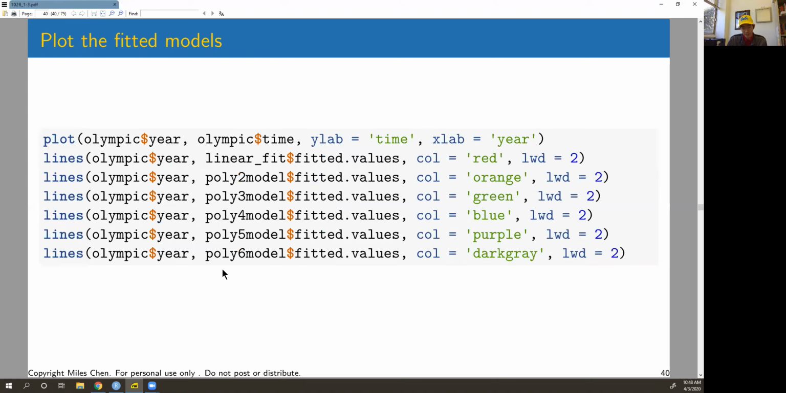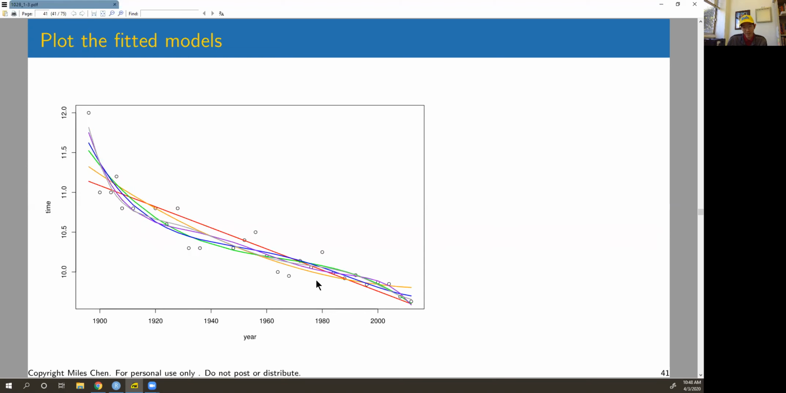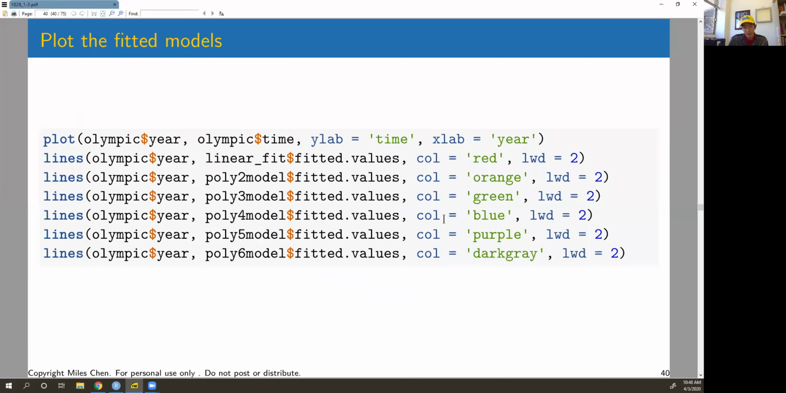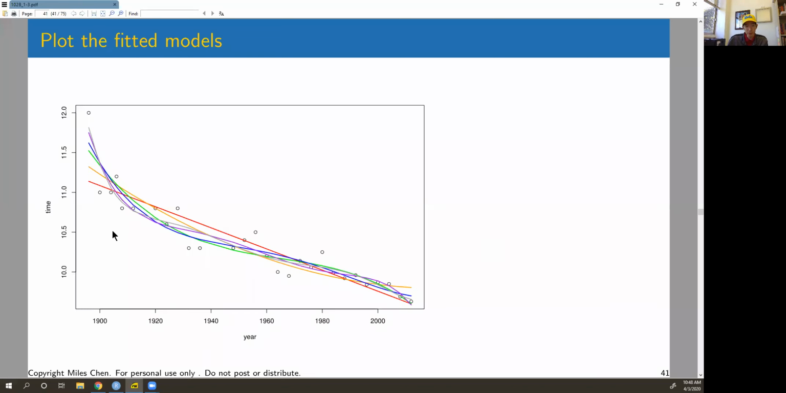And here we have this kind of pretty thing because I've got different colors going on here. This red line represents the linear fit, okay? Red is going to be the linear fit. And then orange is going to be quadratic. Green will be the third power, cubic. Blue, purple, and dark gray will be the different orders. So I've got linear, quadratic, cubic, to the 4th power, 5th, and 6th power. And we can see that they have different fits, all right?